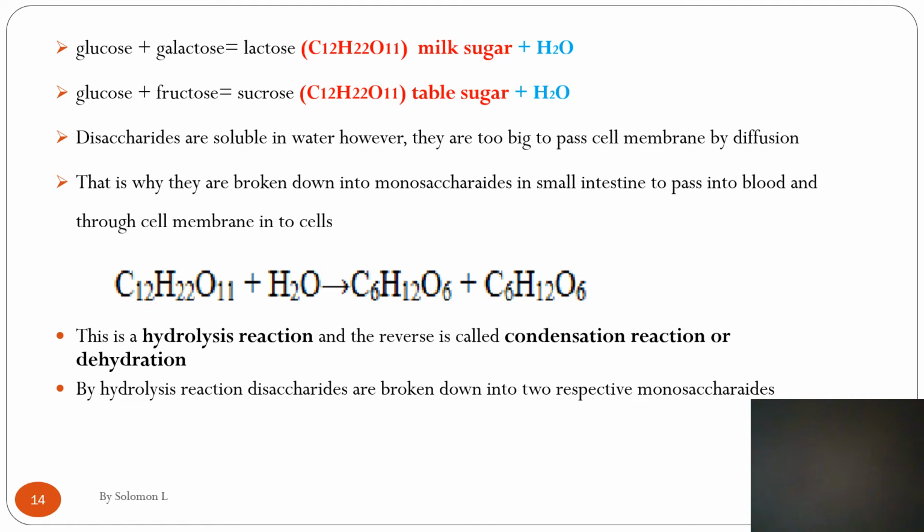This is another disaccharide, which is lactose, which is milk sugar. It is produced from one glucose molecule and one galactose molecule by a process known as condensation reaction or dehydration reaction. Here, a water molecule is produced. The third disaccharide is sucrose, which is formed from one glucose molecule and one fructose molecule by a reaction known as condensation reaction or dehydration reaction. Similarly, here a water molecule is liberated.